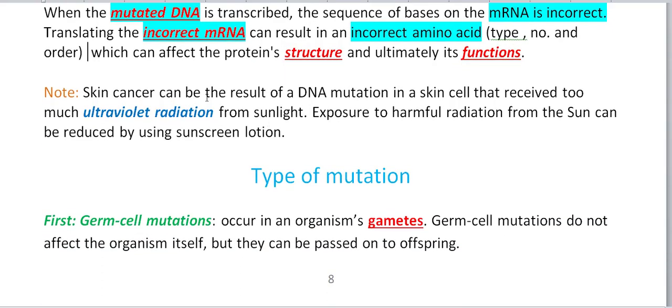Skin cancer can result from a DNA mutation. One of the types of cancer is called skin cancer, resulting from DNA mutation. Skin cells receive too much ultraviolet radiation.